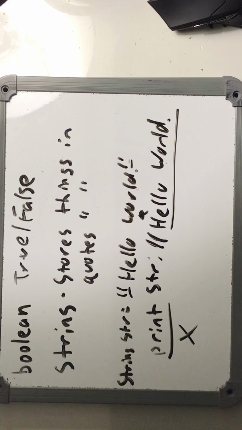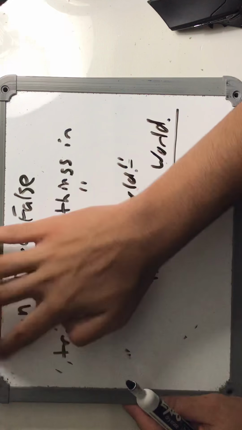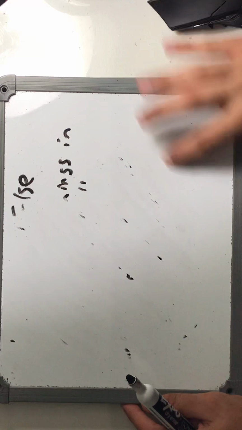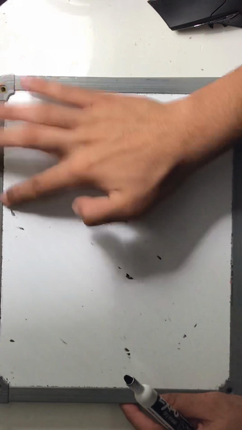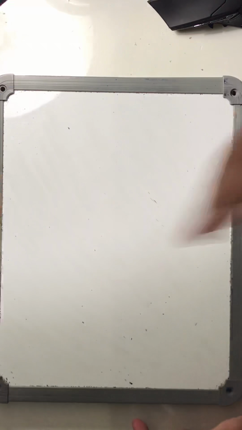Now I'm going to get more into the detail in the integer data types and how the computer actually interprets these numbers using binary, ones and zeros. I should have gotten a napkin or something. I need to erase all this. I could just get a piece of paper. Yeah. Whatever.